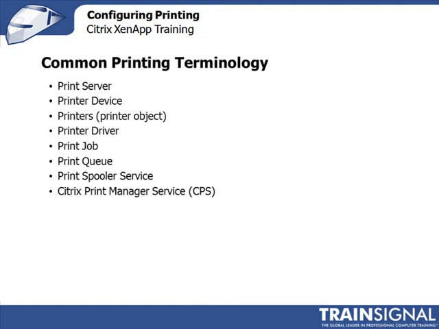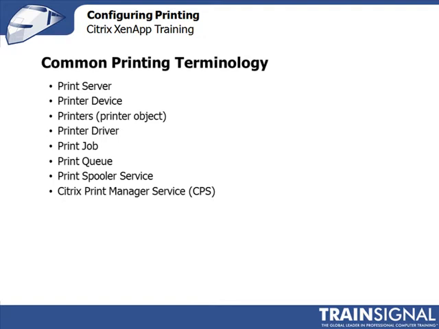The printer device is the actual printer itself, the physical printer that outputs the paper. Now, when we say printer or printers, the terminology is referring to the logical representation of a printer within Windows. So it's like the printer icon within Windows. That's what's referred to as a printer or printers. So it's important here to understand the difference between printer device and printer or printers, because people commonly mistake those.